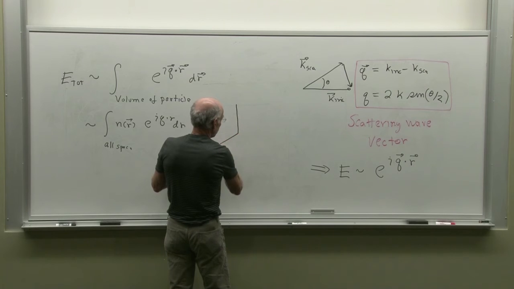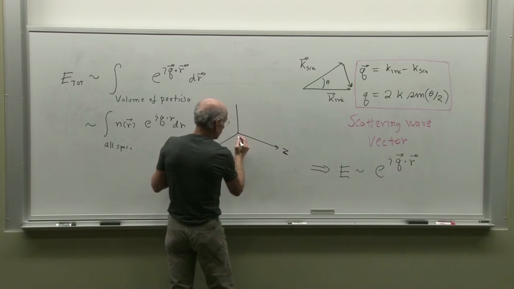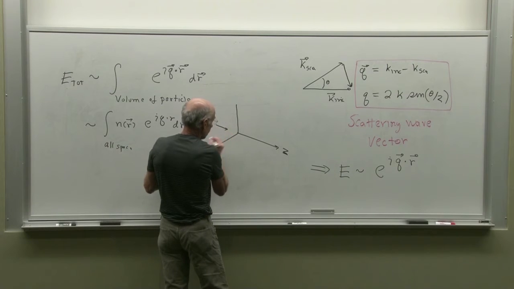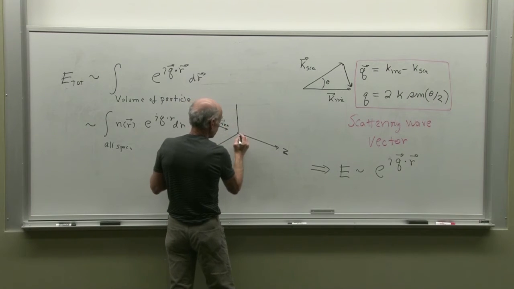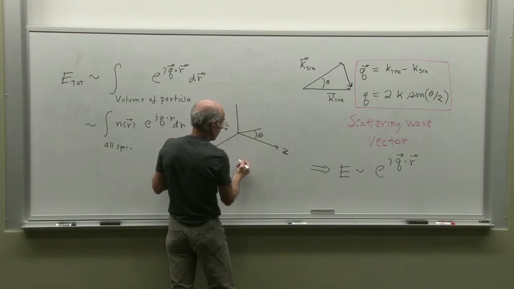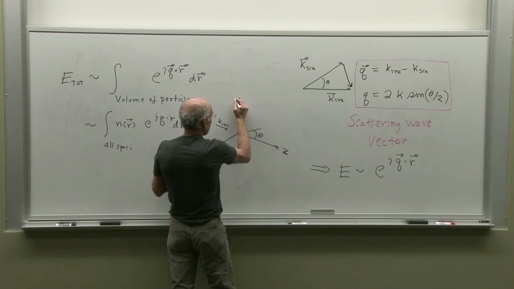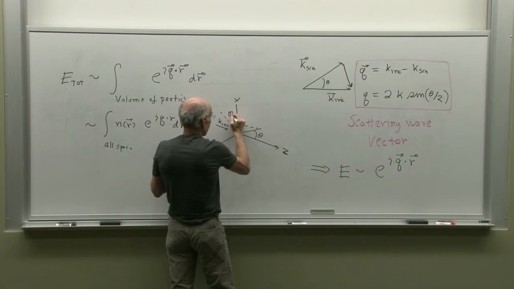The coordinate system you want to use is to have your light come in from the negative z-axis so that theta is right here, right? Right-handed system, okay? So phi is right here.